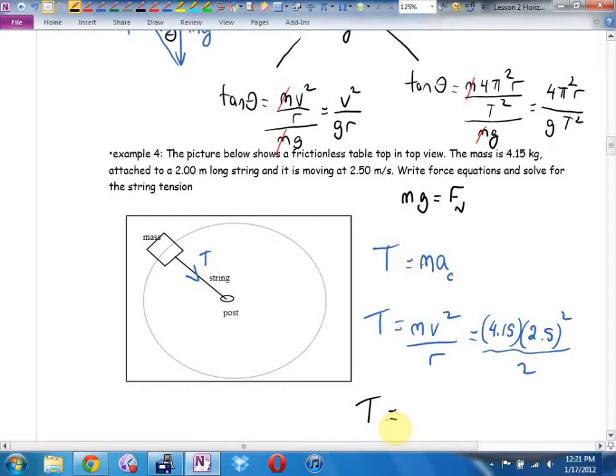Okay. By the way, what if I went twice as fast? What if I doubled the speed? How many times bigger is the tension? Not twice as big. Yeah, 4 times as big. If I triple the speed, 9 times as big. Yeah.